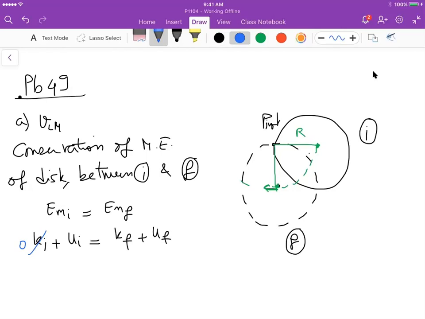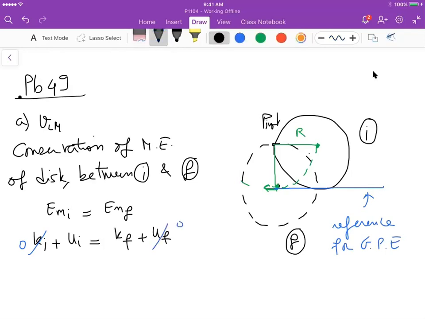We need to determine one of the two positions to be reference for our gravitational potential energy. So let's take this line where the center of mass is to be our reference for gravitational potential energy. If we choose this to be our reference, then U final is equal to 0, because in the final position it was at 0.